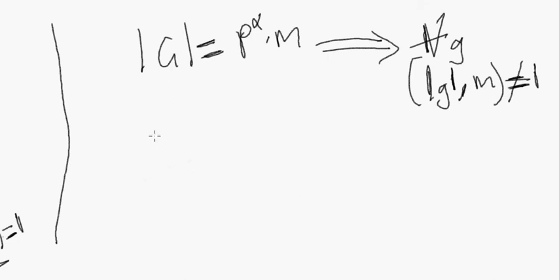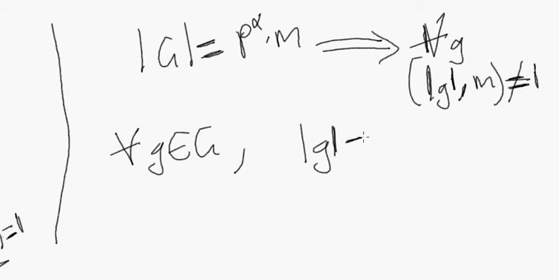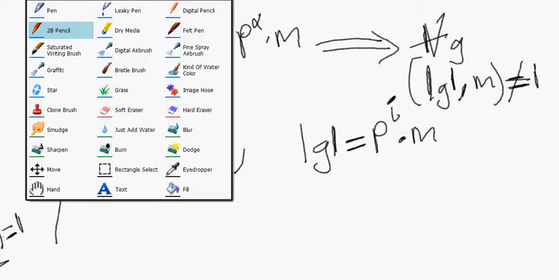So, and we're being told here that, look, if that's true, then for all little g in G, we run out of time, so that means that the order of g has to be of the form p to the i times m. Sorry, no, not p to the i times m, but p to the i times some l.